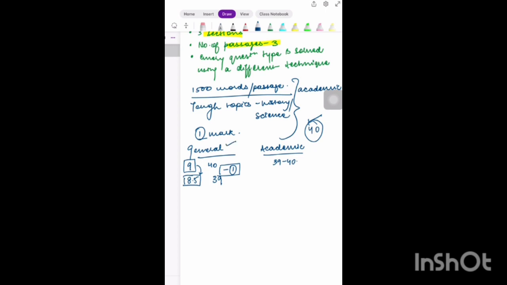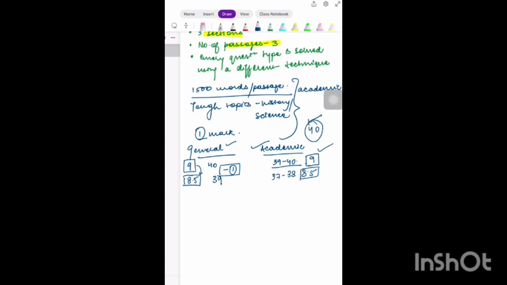And in academic, 39 to 40 will score you 9 bands, obviously, and 37 to 38 is going to give you 8.5 bands in reading. So if you're giving the academic test, try and maintain a high score. People out there say that you should at least aim for 8 or 7. I say you should aim for 9, because if you aim for 9, only then, by mistakes, you'll reach 8.5 or 8.